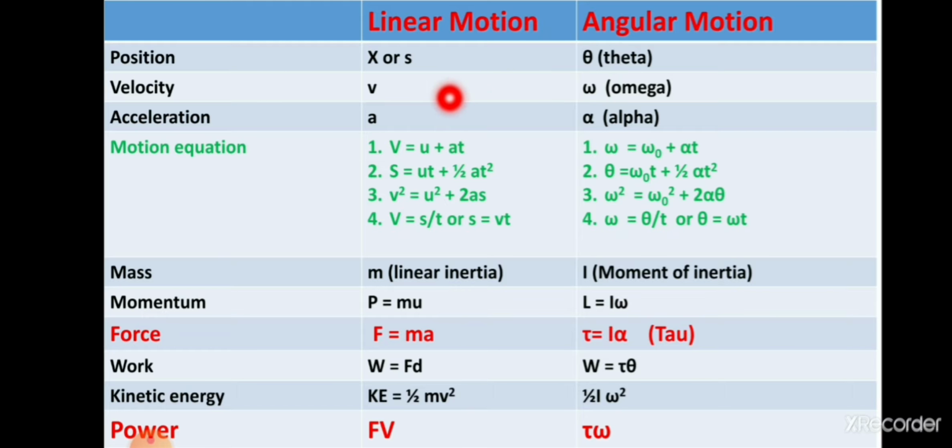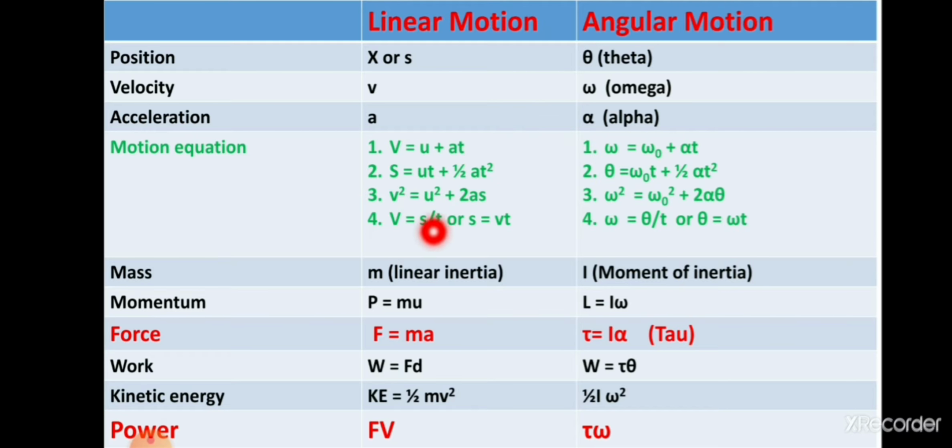Likewise, we have velocity. Velocity v represents linear motion and velocity omega represents angular motion. Omega is equal to theta by t. And this a represents linear acceleration, which is equal to v by t. But this alpha represents angular acceleration, which is equal to omega by t.